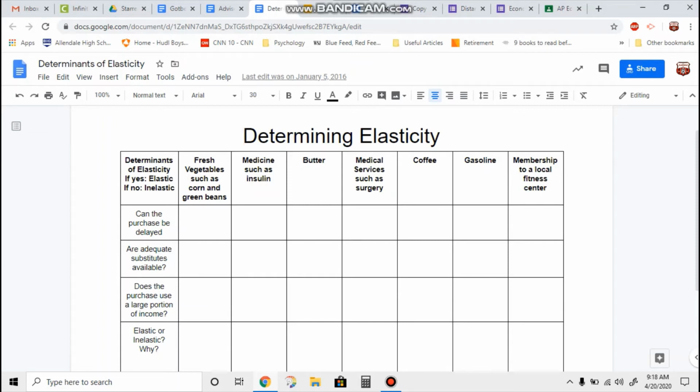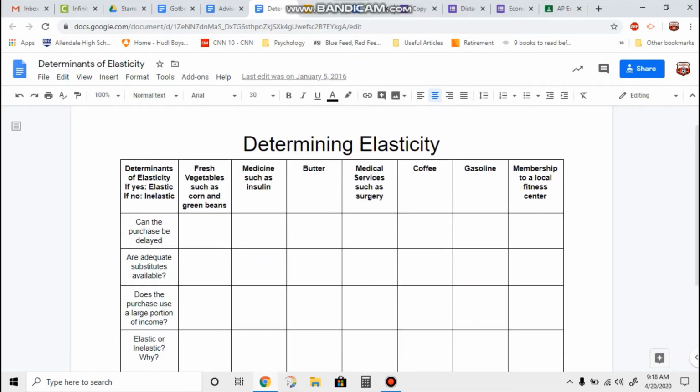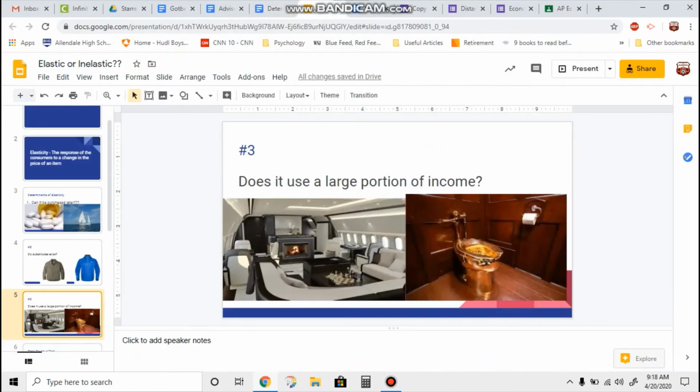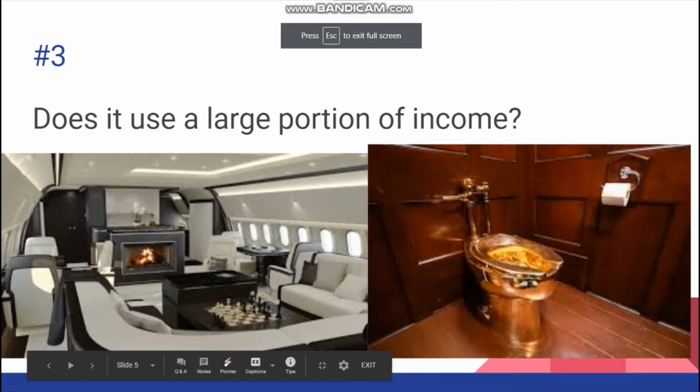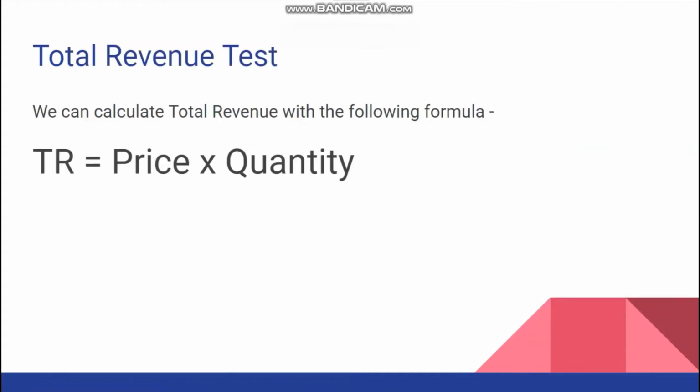Does it use a large portion of income? No. Okay, so that means elastic, elastic, and inelastic. Fresh vegetables are probably considered more elastic. Okay, this is what you're going to be doing. You're going to fill it all out so you can estimate the elasticity of those three products on the document.